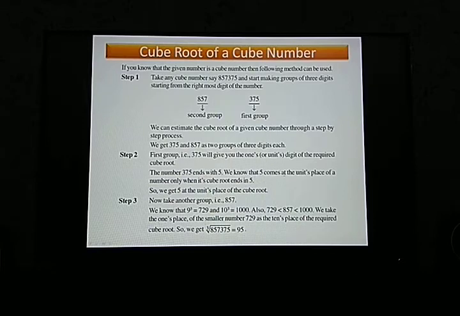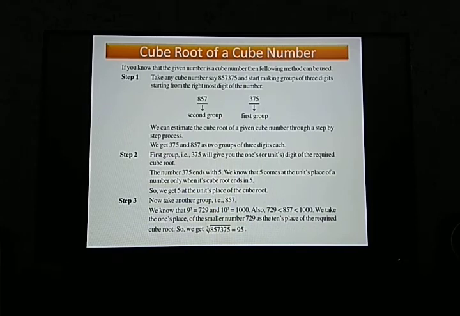Now we know that 5 comes at the unit place of a number only when its cube root ends in 5. Whenever the number's cube root ends in 5, only then the unit place of that number ends with 5. Clear? So we get 5 at the unit place of the cube root. Even in the cube root we will place 5 in the unit place. So this is confirmed now.